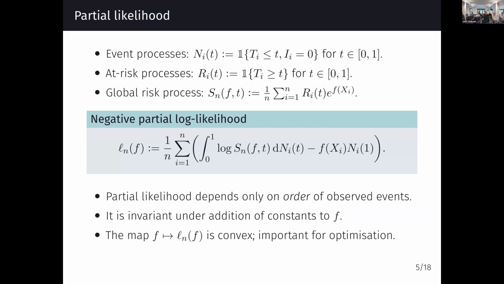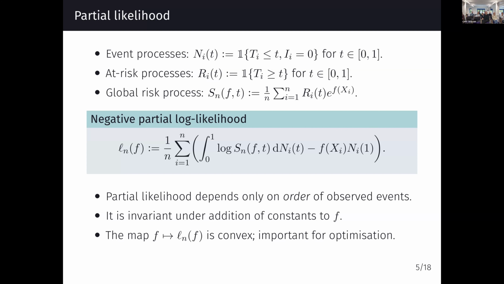So it doesn't really matter when things happen, it just matters what order things happen in. This is the point of separating out the dependence on time. This is because the only place that t appears in this expression is through ni of t, which only changes at the event times. It's similarly invariant under addition of constants to f. We already know this because the model was unidentifiable up to changing the constant. So of course, so is the partial log likelihood.